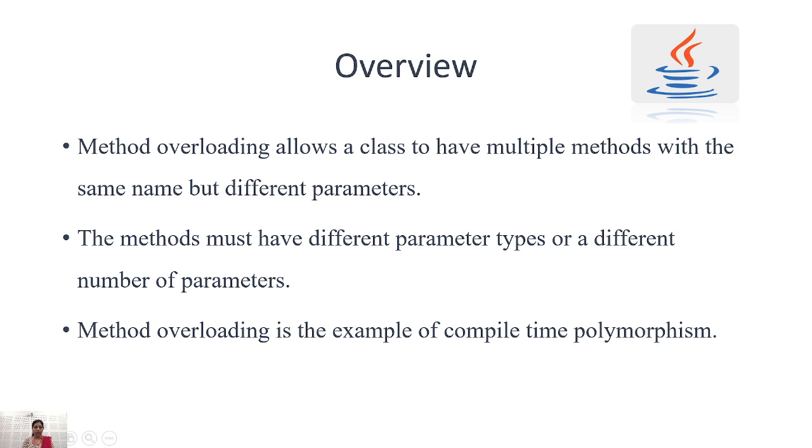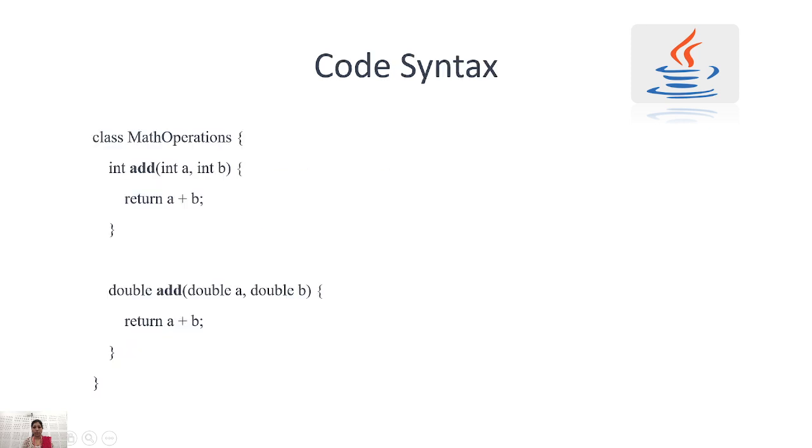Suppose in a class we have different types of methods. If the method has the same name, I want to overload it with different types of parameters or a different number of parameters. Both can be considered as method overloading. Method overloading is also called compile time polymorphism. So what is polymorphism? We have a discussion on polymorphism in the Java series. You can go through that and you will get to know what is compile time polymorphism and what is runtime polymorphism. This method overloading is an example of compile time polymorphism.